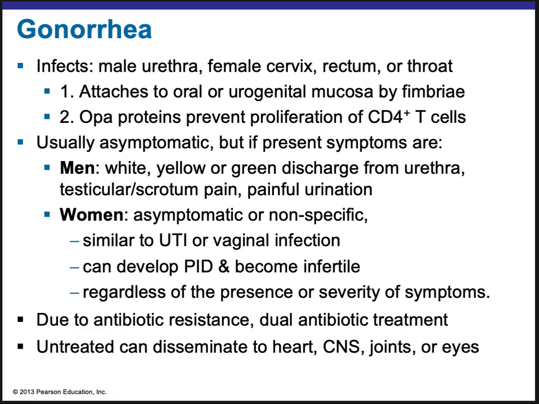It also has these special proteins on its surface called OPA proteins that prevent proliferation, which is division, increase of CD4 T cells, which are a type of white blood cell that play a crucial role in being able to make antibodies. So you will not develop immunity. You can keep getting infected. Like if you get treated and you're cured and you go back to that same partner, if they didn't receive treatment, you can get it again. You can keep passing it back and forth.